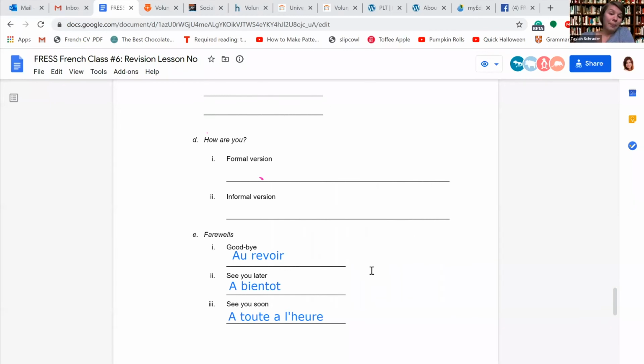But yeah, perfectly acceptable to use with friends, and also acceptable to use if you will see that person kind of frequently. So your teacher, your baker, the person in the supermarket, etc. You will probably use it then as well.